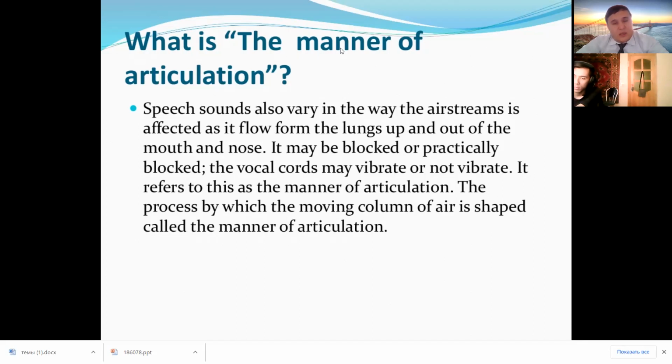So the next thing, what is the manner of articulation? Speech sounds also vary in the way the airstream is affected as it flows from the lungs up and out of the mouth and nose. So you know that it may be blocked or partially blocked. The vocal cords may vibrate or not vibrate. We refer to this as the manner of articulation, the process by which the moving column of air is shaped.